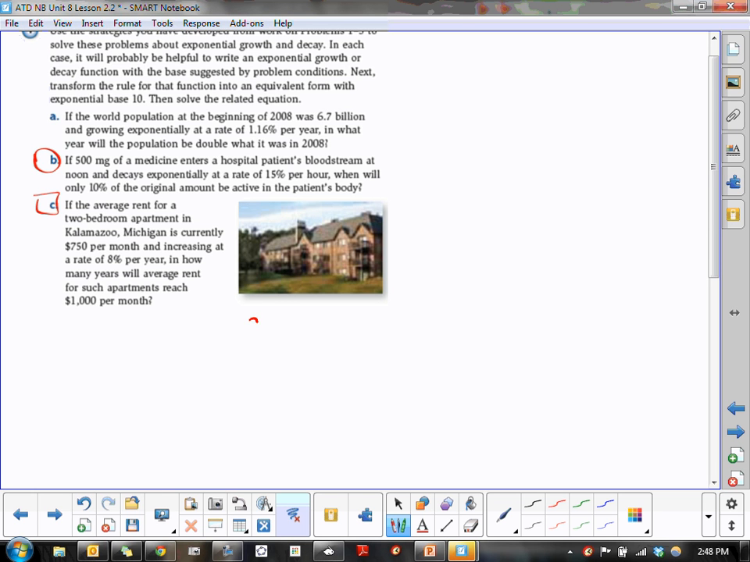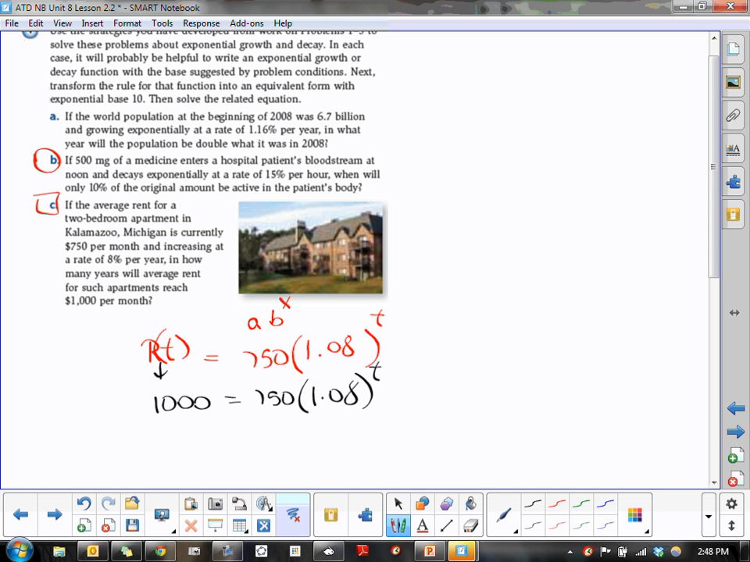What's our start at value? 750. What was our rate of growth? So it's 1.08 to the t, and this is our rent at any given time. But what do we want our rent to end up being? There's our equation. Now we still have to run through PEMDAS backwards. We still have to use our logarithms. We still have to use our change of base formula. But we can calculate this.